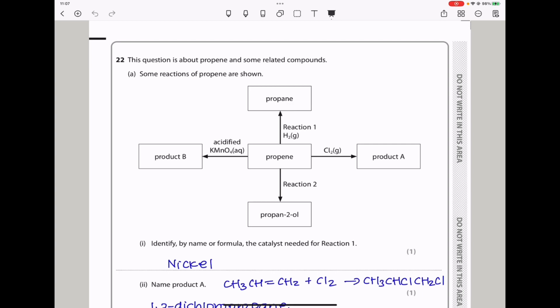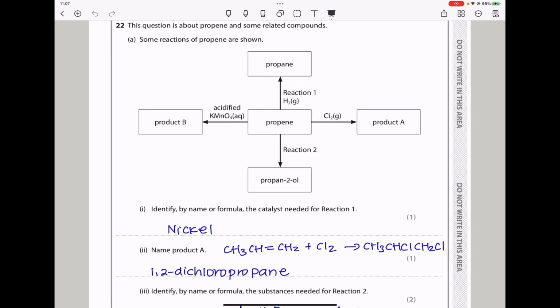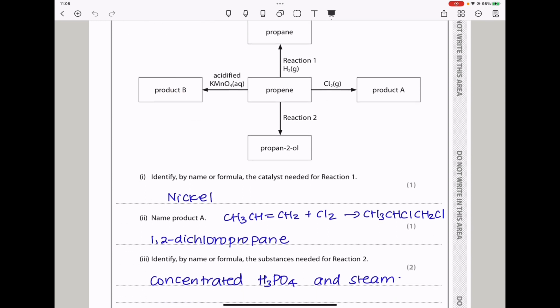Question 22. This question is about propene and some related compounds. Some reactions of propene are shown. So we have reaction 1, propene to propane, that is using nickel and hydrogen to cause hydrogenation. Then propene to product A using chlorine, that is going to be a halogenoalkane. Then propene to propan-2-ol, this is going to be a reaction with steam in the presence of phosphoric acid as a catalyst. And then propene using acidified potassium manganate, we create a diol, which is product B.